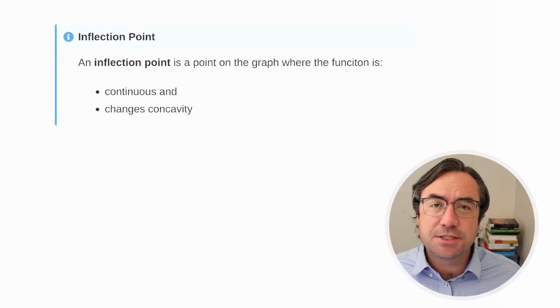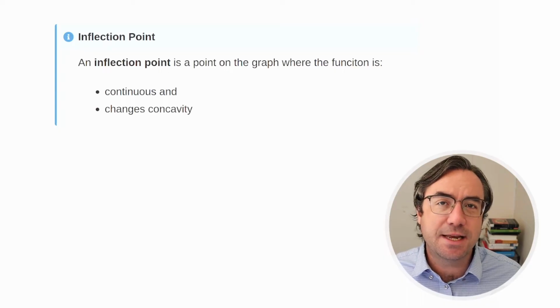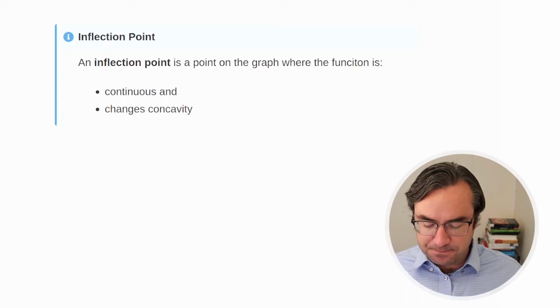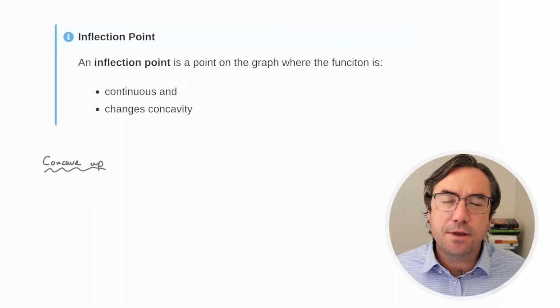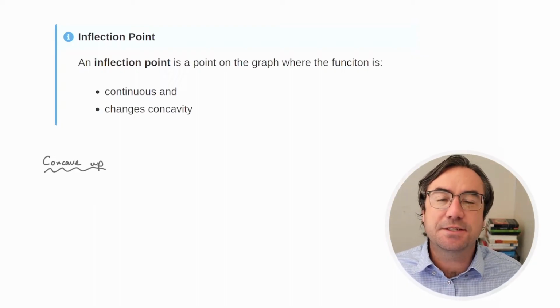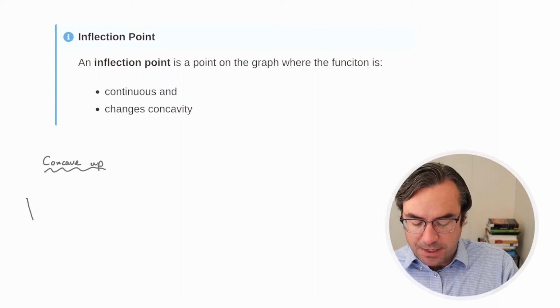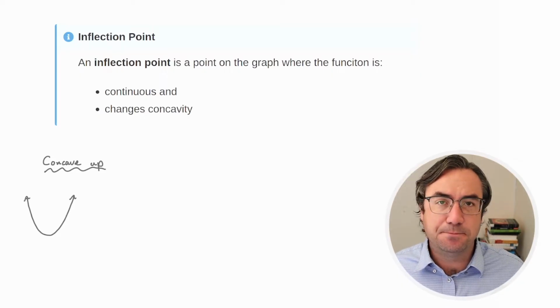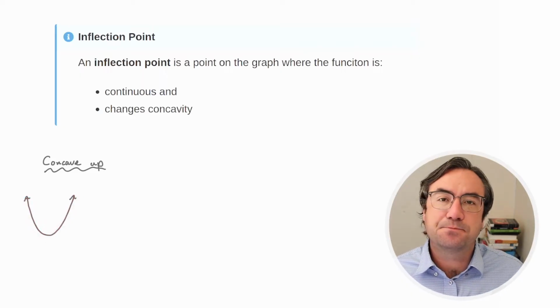Well, our strategy is to look for the places where our function has a big bend. So for concave up, what's the classic example of a concave up curve? Well, it's a parabola that opens upward like this. So this is concave up. So we see a big bend in the graph here.